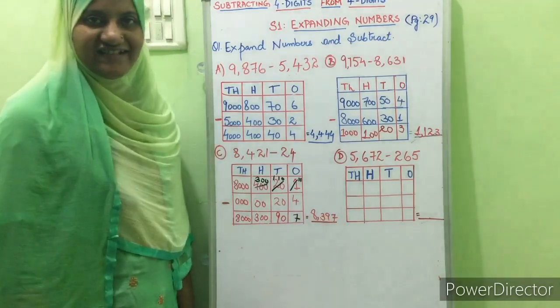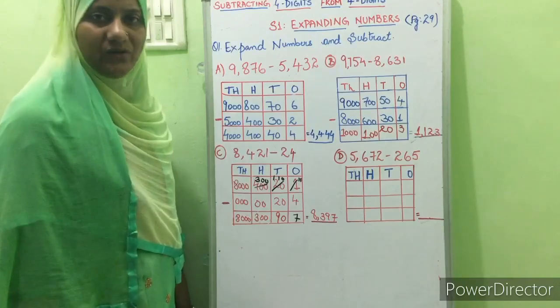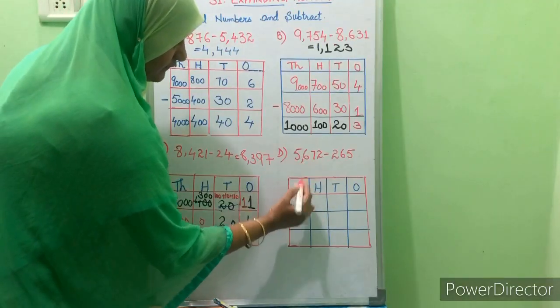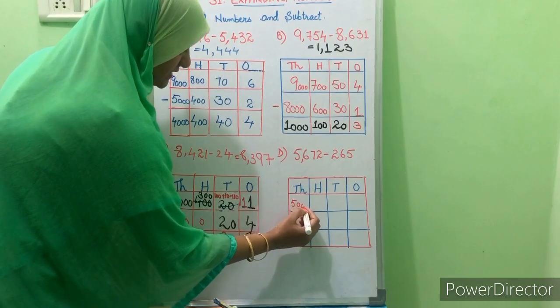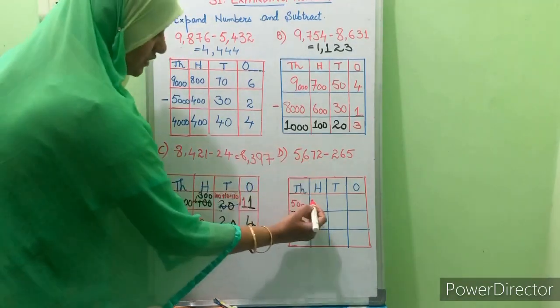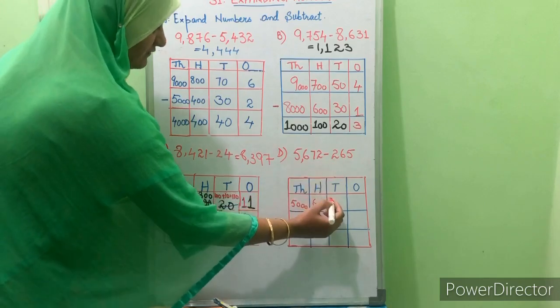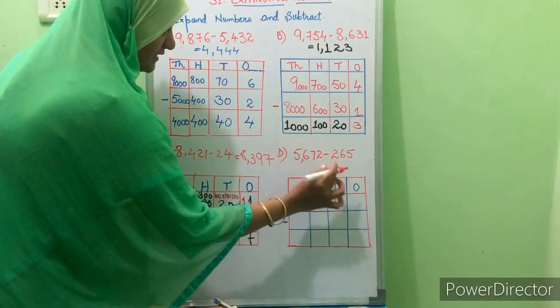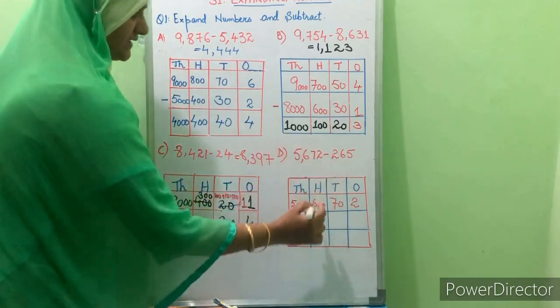8397. What is the answer? 8397. Okay, children. What is the sum? 5000. 5000's block in thousands place. 5 blocks of 1000. 6 blocks of 100. 7 towers of 10. And 2 ones. Okay. Now what is the next number?